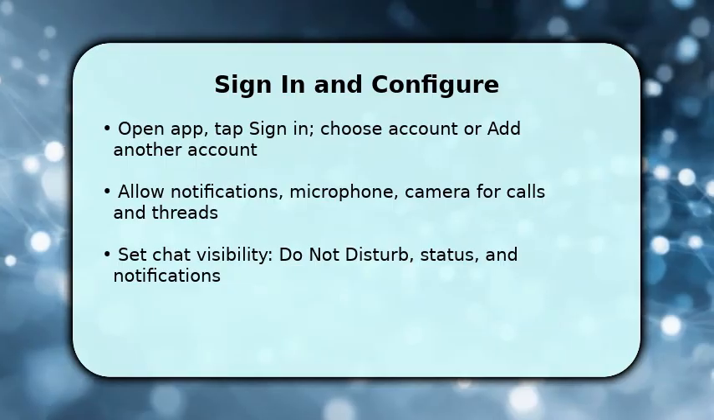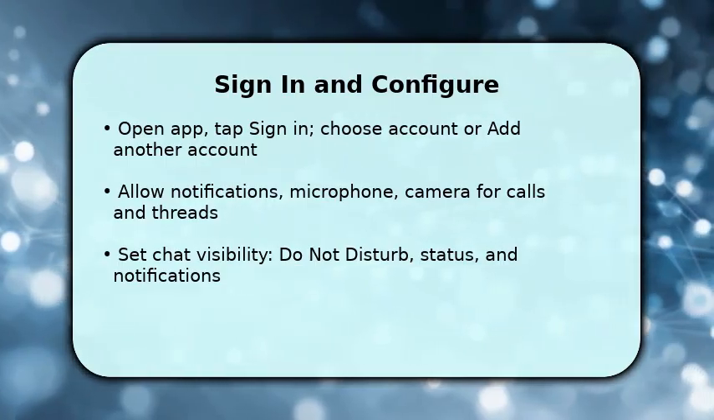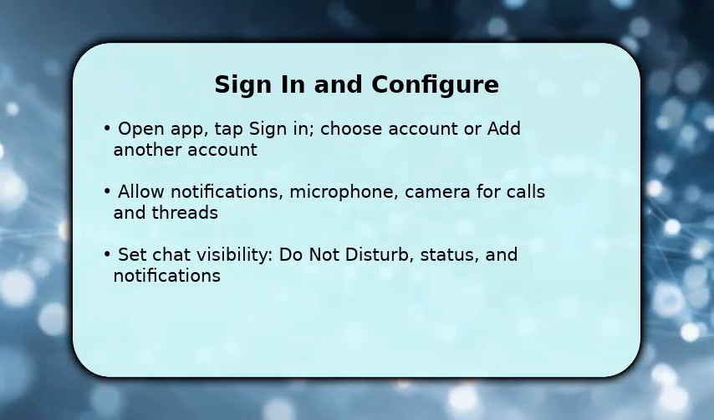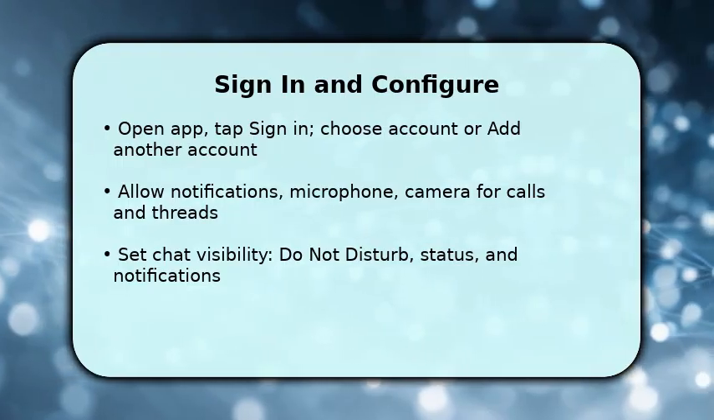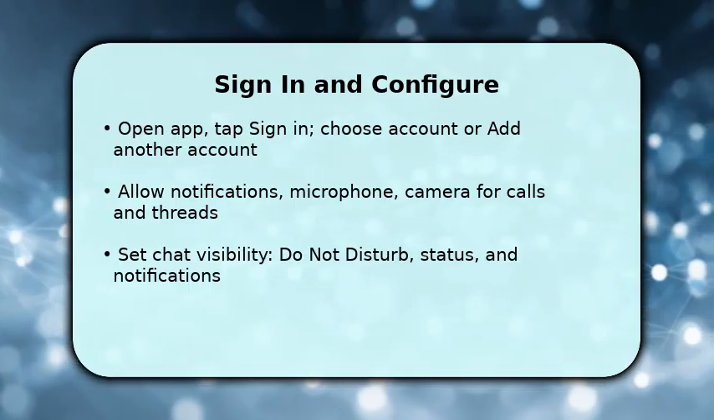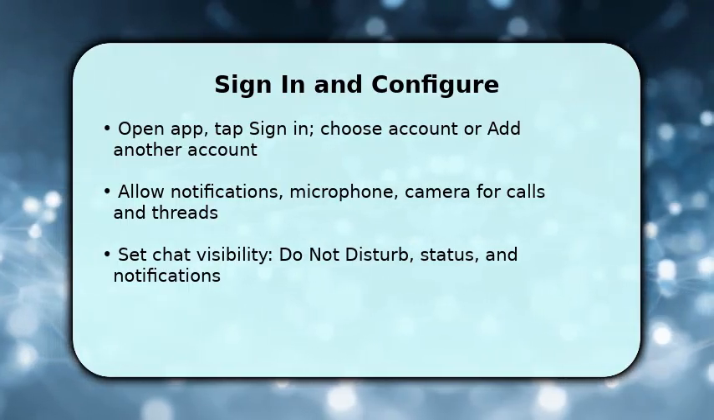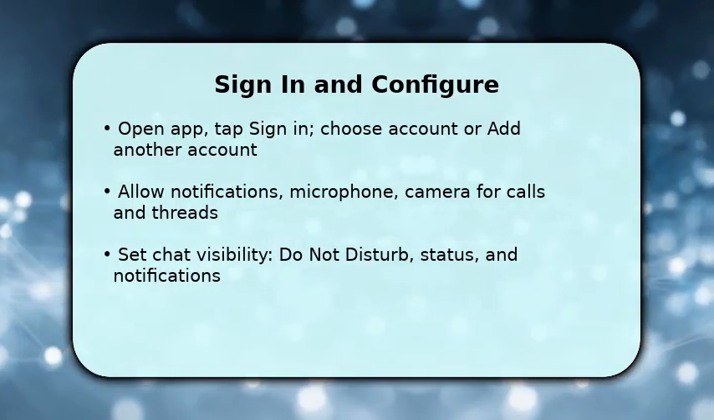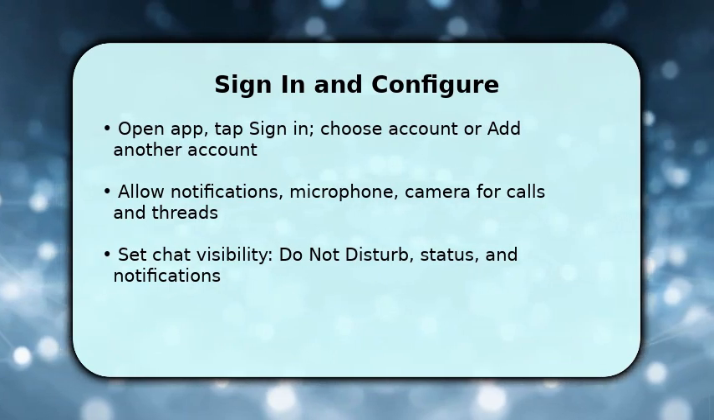Grant permissions for notifications, microphone, and camera so messages, voice notes, and calls work correctly. Then visit Settings to set notification sounds, Do Not Disturb windows, and default chat status. Make sure Sync and Background App Refresh are enabled so messages arrive promptly even when the app is closed.